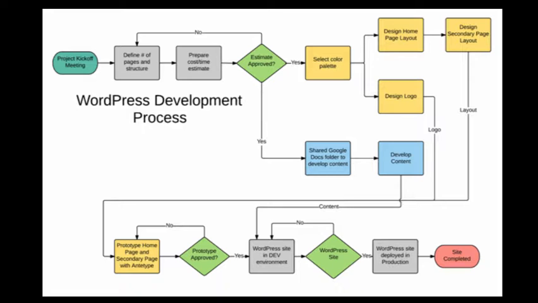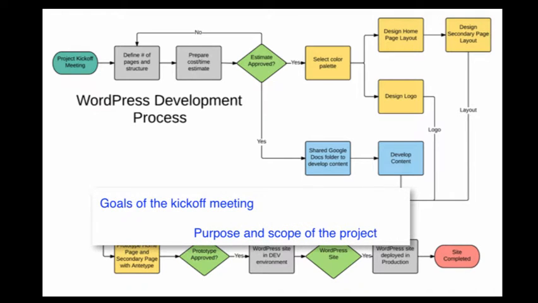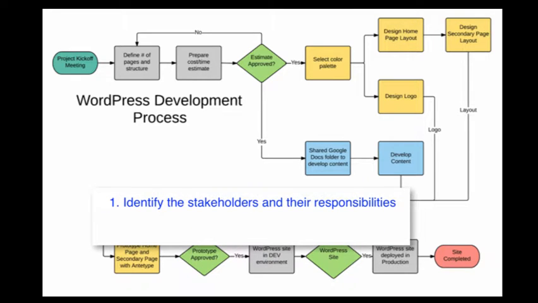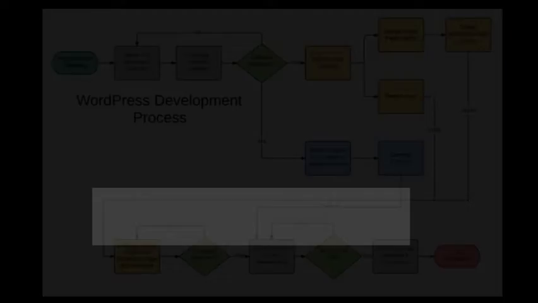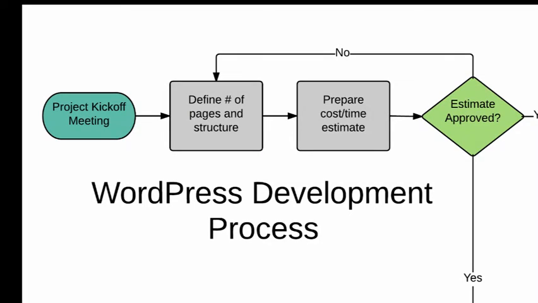The first thing we do is brainstorm with the stakeholders, a virtual kickoff meeting, to get a handle on the purpose and scope of the project. We also want to, firstly, identify the stakeholders and define their responsibilities, secondly, identify any constraints or other possible issues, and thirdly, set a target date for completion. After the kick-off meeting, these tasks let us generate an estimate based on the projected number of pages.